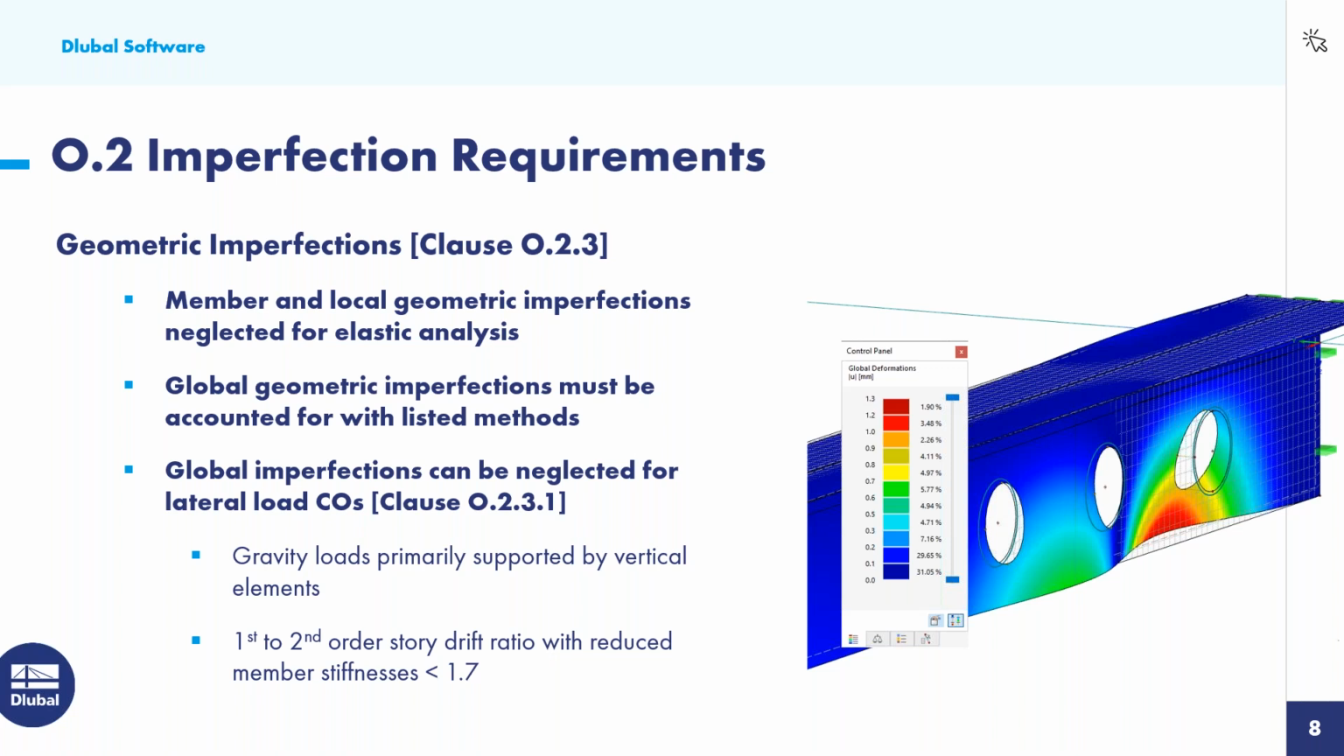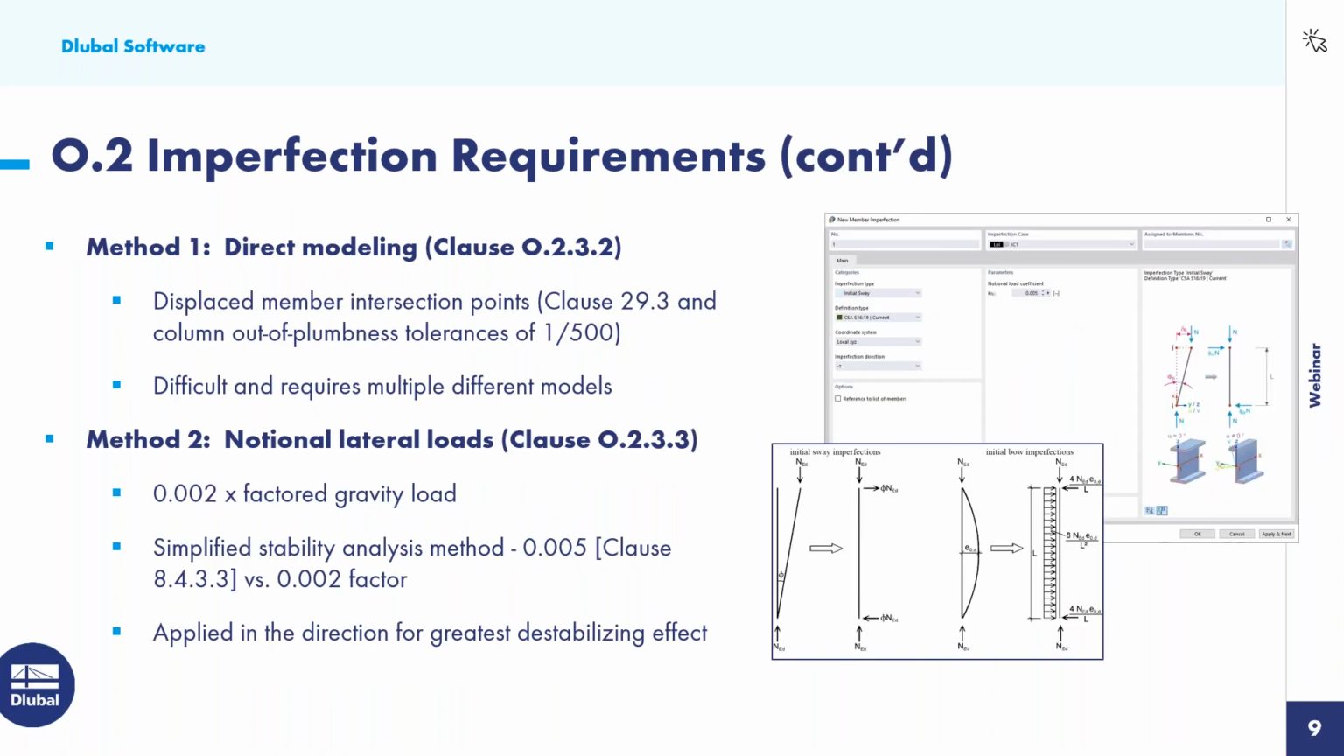We run the first order analysis, and then we change that analysis type to second order. We take a look at the story drift. If we meet these ratio requirements, then we can also neglect those global imperfections. Now, if we do need to consider the global imperfections, again, there's two methods for this. The first is direct modeling in O.2.3.2. This is where we would physically displace the member intersection points. And for this, we'd probably refer to the permissible erection tolerance values set forth in clause 29.3.